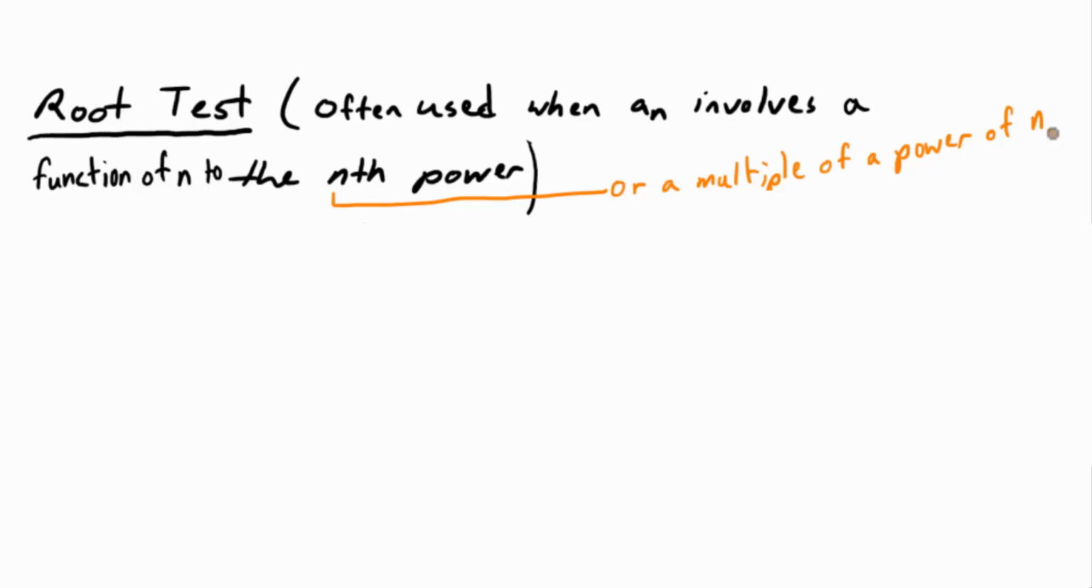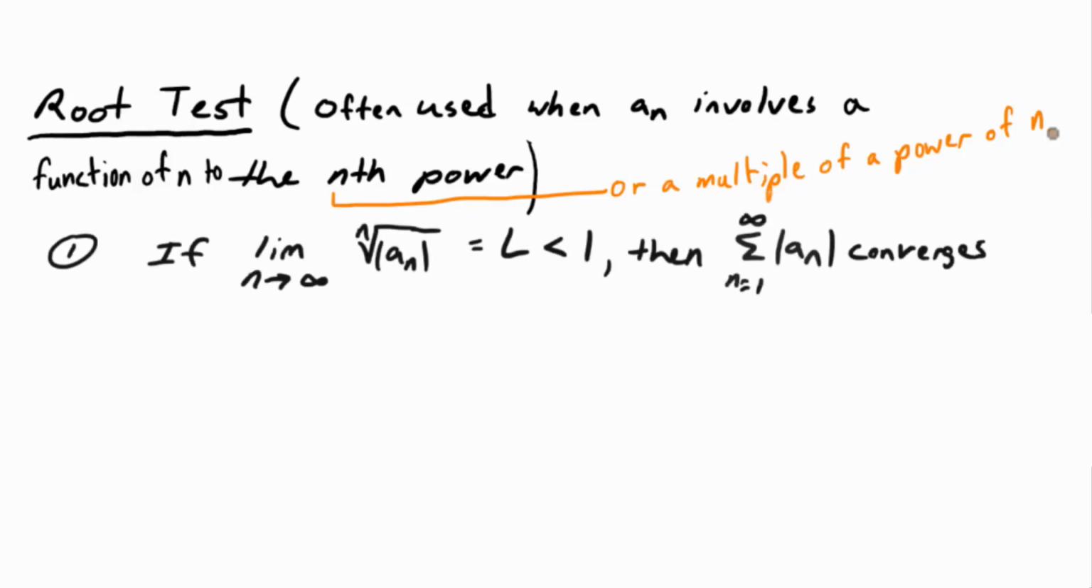And it looks very similar as well, except instead of looking at the ratio absolute value of an plus 1 over an, we look at the nth root of the absolute value of an. So number 1 says if the limit as n goes to infinity of the nth root of the absolute value of an equals L, which is less than 1. So same condition as the ratio test, it's just the thing we're taking the limit of is the only thing that changes. If that limit is less than 1, then the series converges.